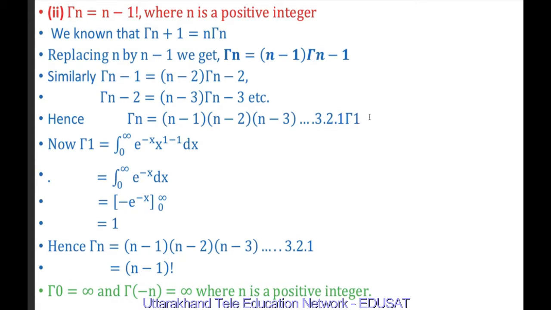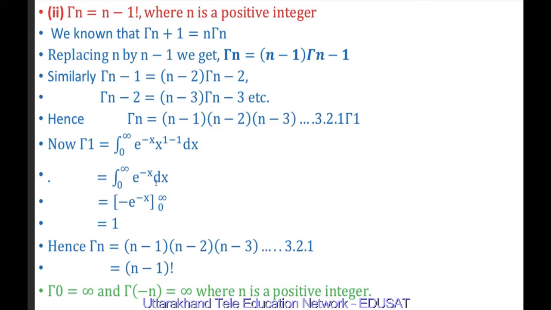Now we will calculate the value of gamma 1. By definition of gamma function, gamma 1 is equal to integral from 0 to infinity e raised to power minus x, x raised to power 1 minus 1 dx. In place of n we have 1 here. So x raised to power 1 minus 1 means x raised to power 0. X raised to power 0 is 1. So we are left with e raised to power minus x only.